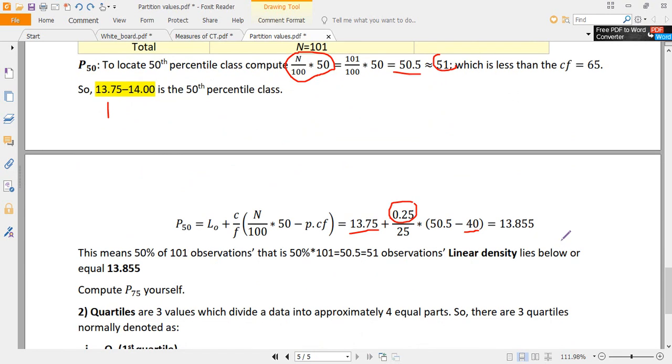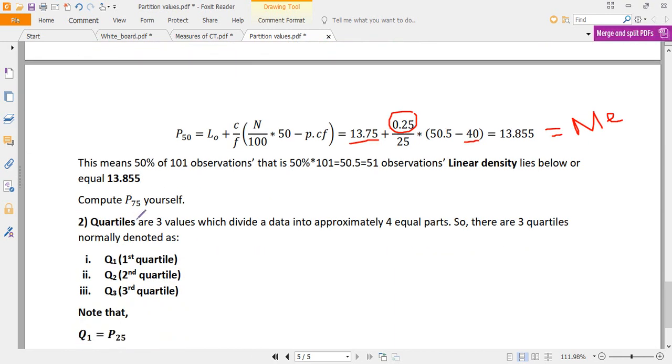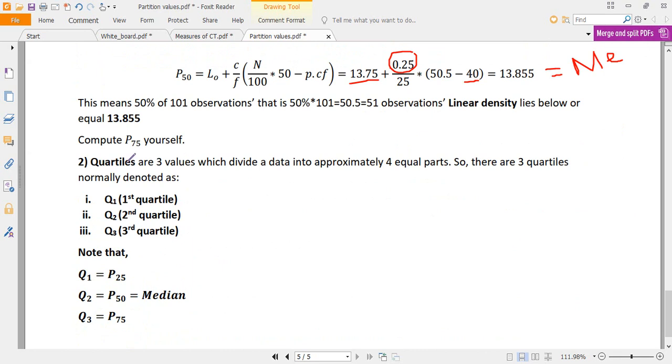So finally we have 13.855. P50 is just equal to the median. You can check it on your own. This is just the median. So compute P75 yourself. Then I go to the quartiles.